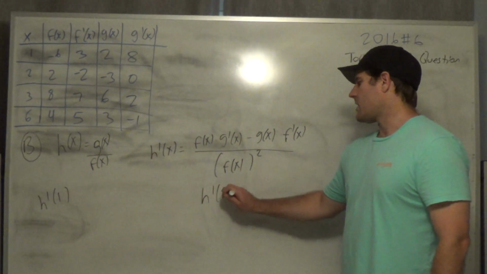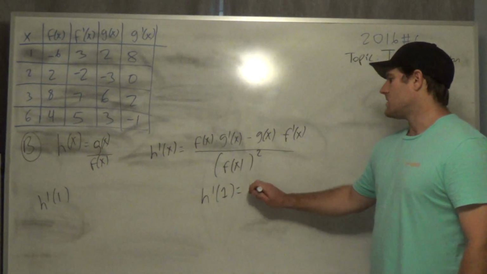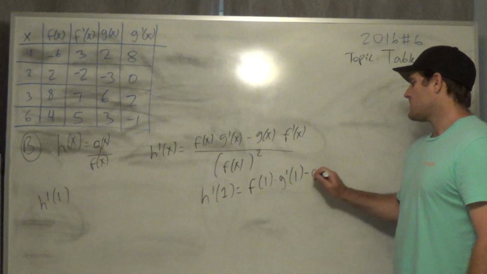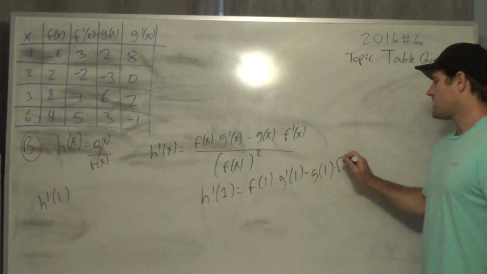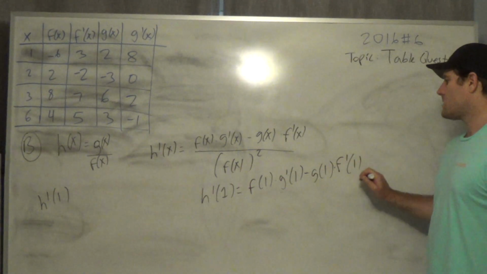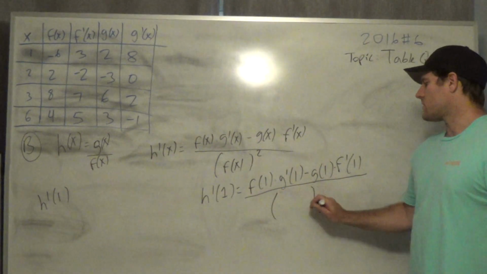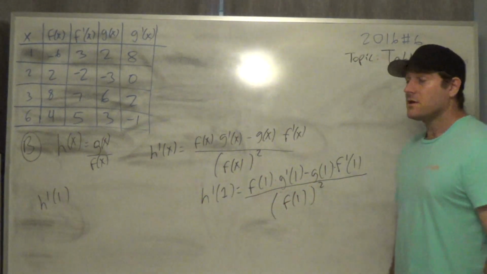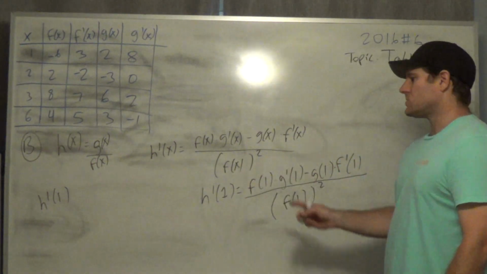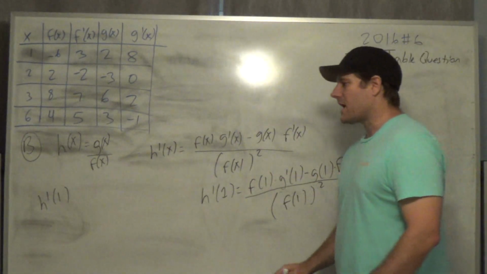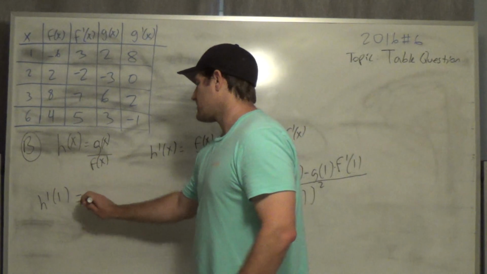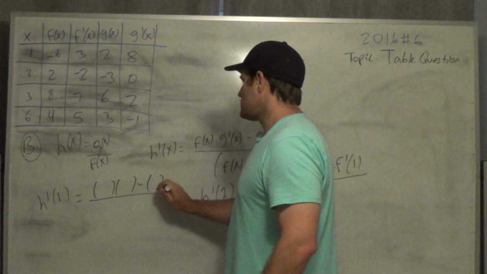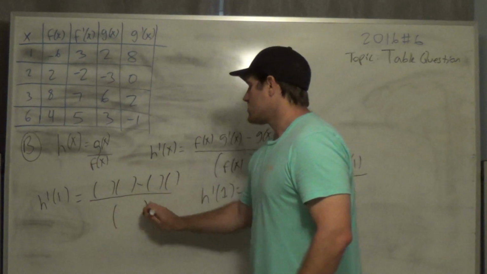So we get h prime 1 is f of 1, g prime 1, g of 1, f prime 1, all over f of 1 squared. Now, to finish the question, we're just going to look up the numbers on the charts, plug them in, and be done. We are not going to be simplifying anything. So doom, doom, doom, doom, over doom, doom.